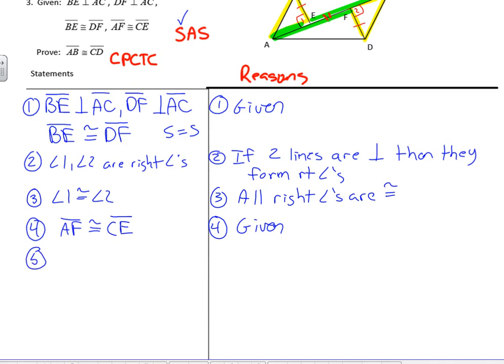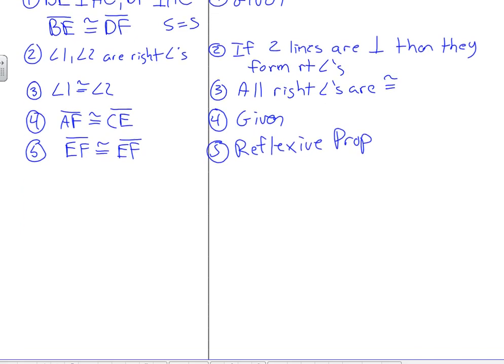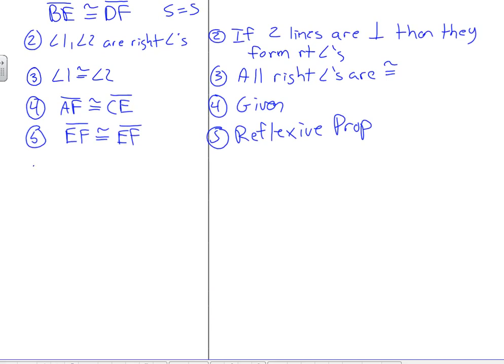Again, AF and CE, the problem is they're longer than the segments. So we need to subtract. What are we going to subtract? Well, we're going to subtract EF. EF is congruent to EF, which is the reflexive property. So the reason I waited to bring that other given in is just visually so it's a little bit easier for us to see what's happening here.